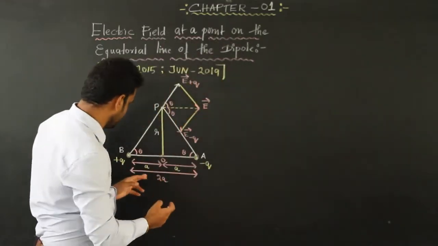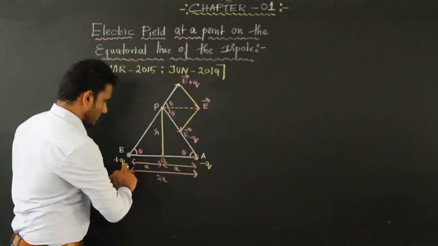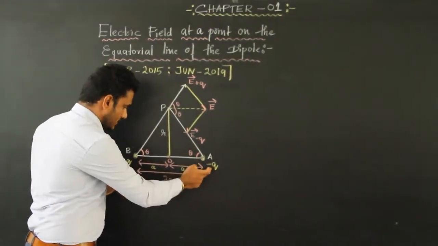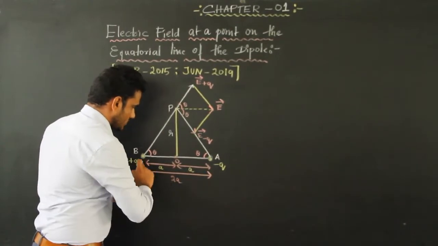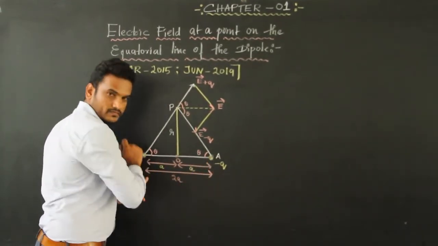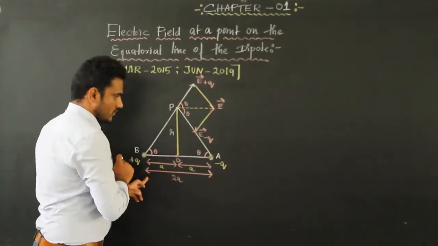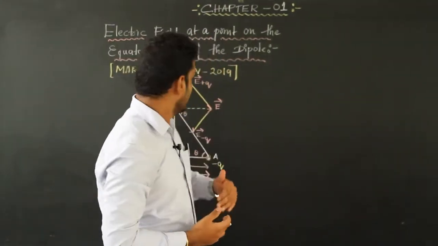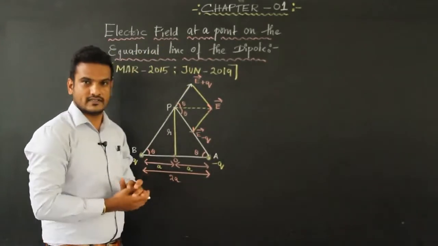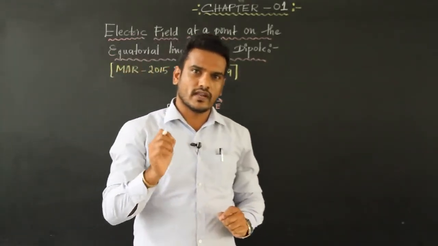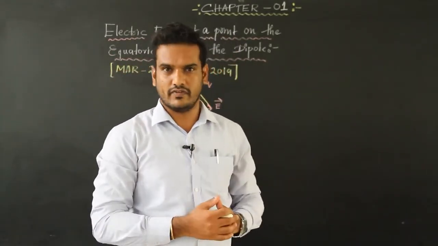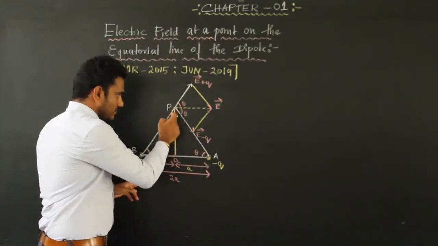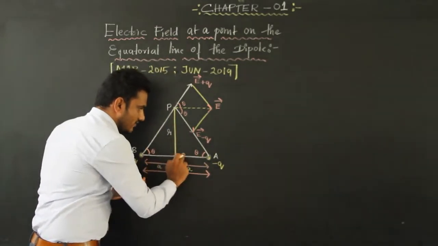Look at the diagram. Positive charge, negative charge. A pair of equal and opposite charges separated by a small distance 2a. So we consider a dipole, and this is the midpoint of the dipole. And one more thing we have to understand to derive this equation, that is the equatorial line. We discussed the equatorial line in the previous video itself. The equatorial line is nothing but the line perpendicular to the axis of the dipole.